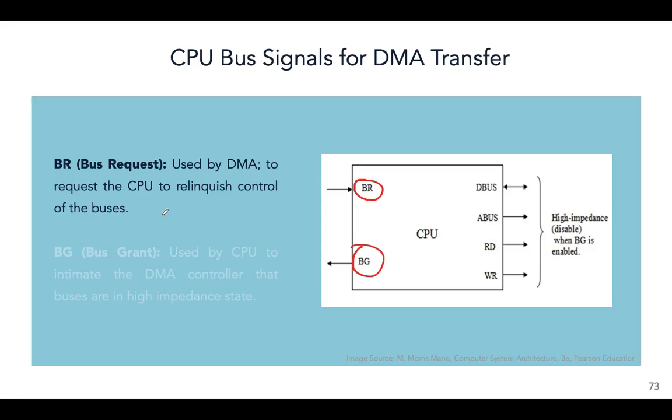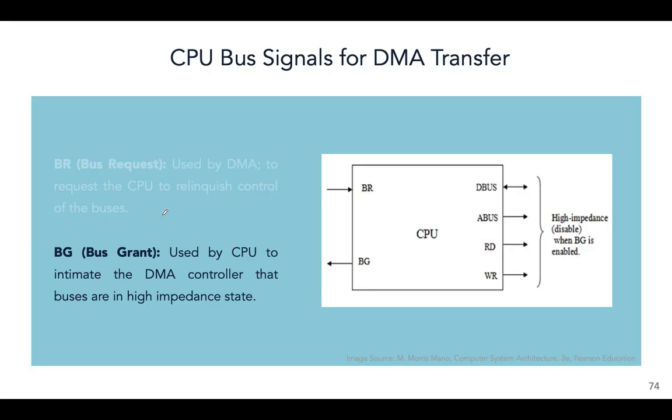Because when data transfer has to take place, the IO interface, the peripheral device, needs access to the buses, and the buses are usually under the control of the CPU. Unless someone else requests them, they're generally with the CPU. So the BR request line, the bus request line, is used by the DMA to request the CPU to relinquish control of the buses. BG, bus grant, is used by the CPU to intimate to the DMA controller that the buses are in high impedance state.